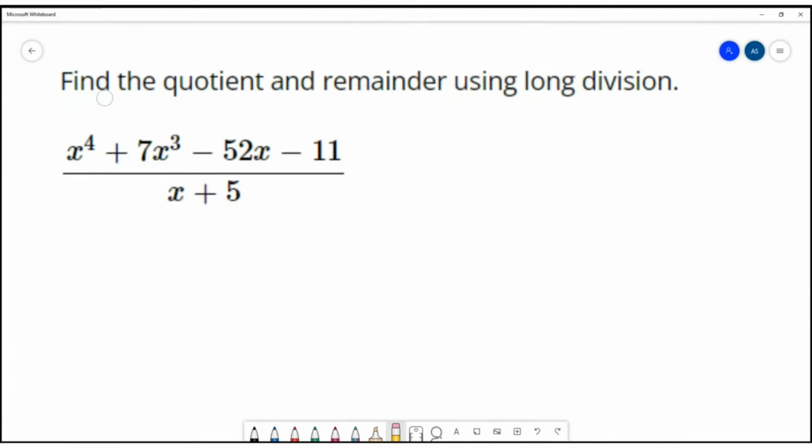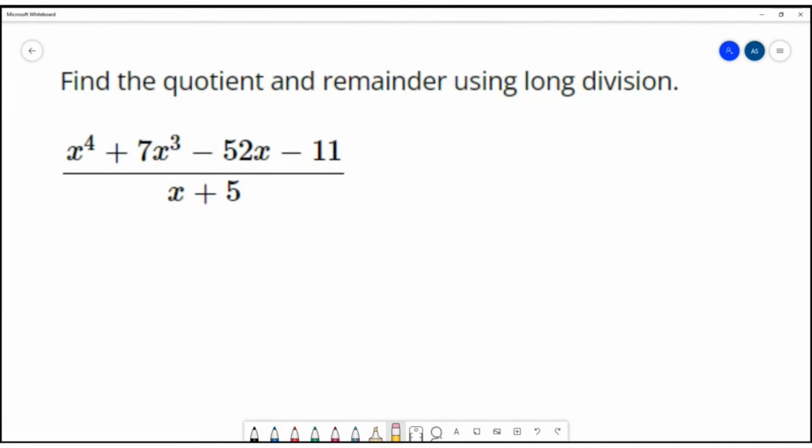On this example, we want to find the quotient and the remainder using long division. We're going to divide x to the fourth plus 7x cubed minus 52x minus 11 by x plus 5. When we set up our long division problem, I want you to notice that the numerator has a missing term. We have x to the fourth, x cubed. We don't have an x squared, and we have x to the first, and we have our constant.